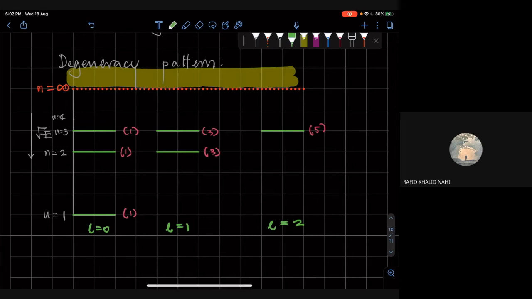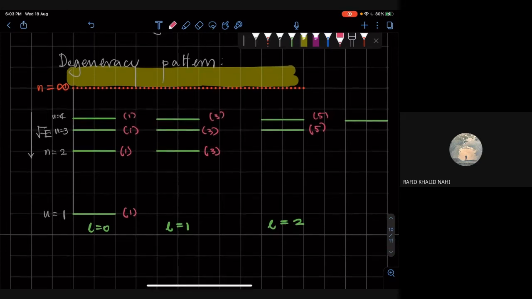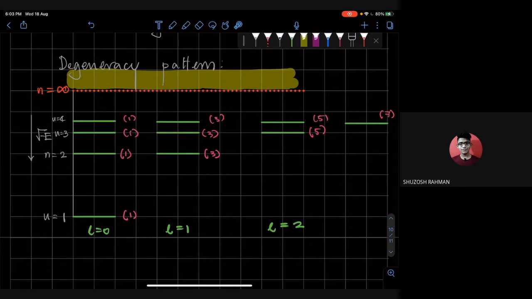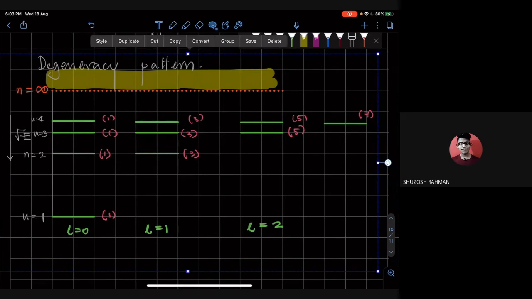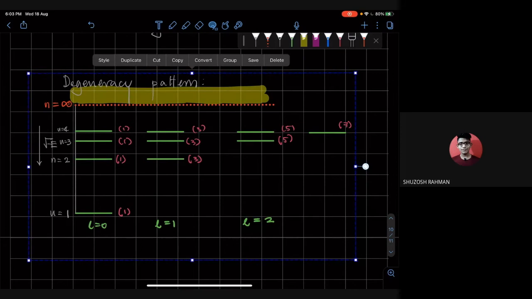N equals 4 is somewhere here. So this is, of course, 1. This is 3. This is 5. What is this one? Seven. Right. Okay, let me take this whole picture and move it so that I can make some room.